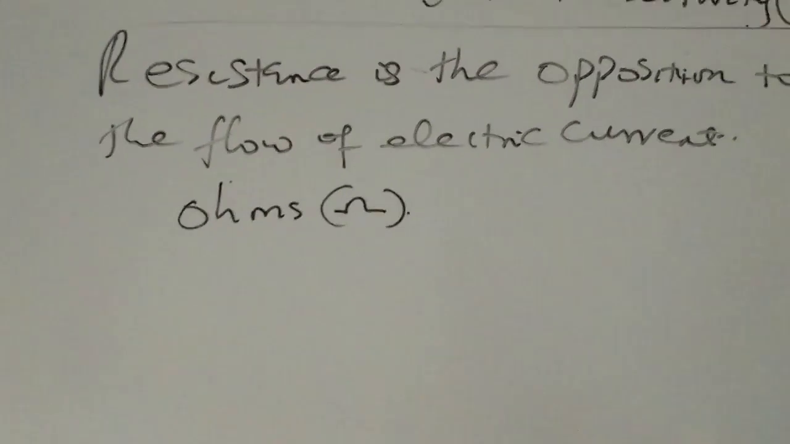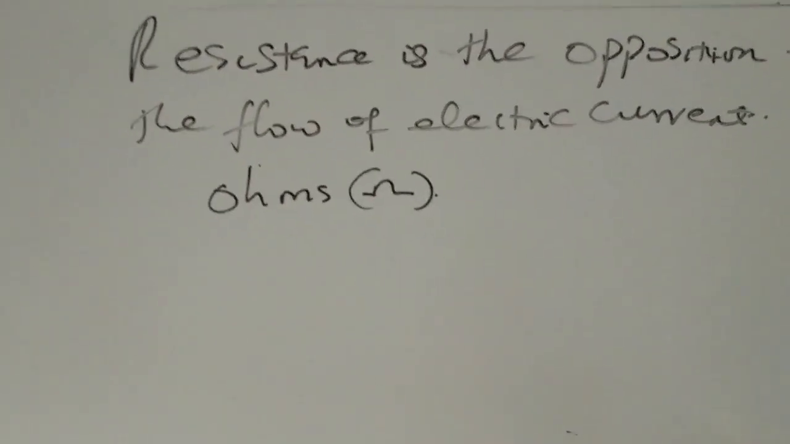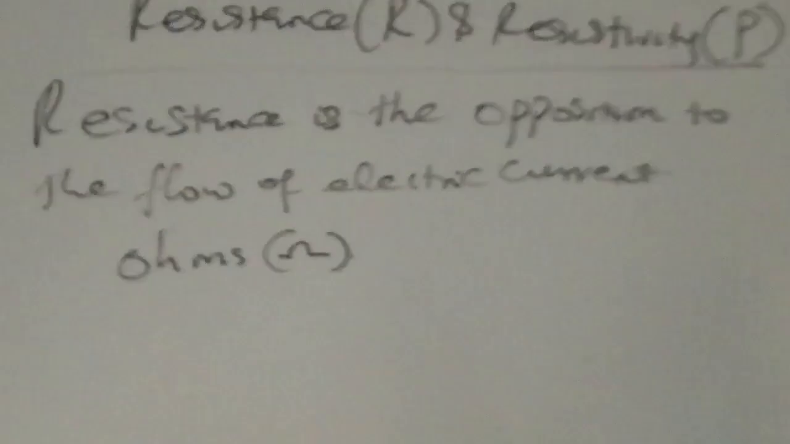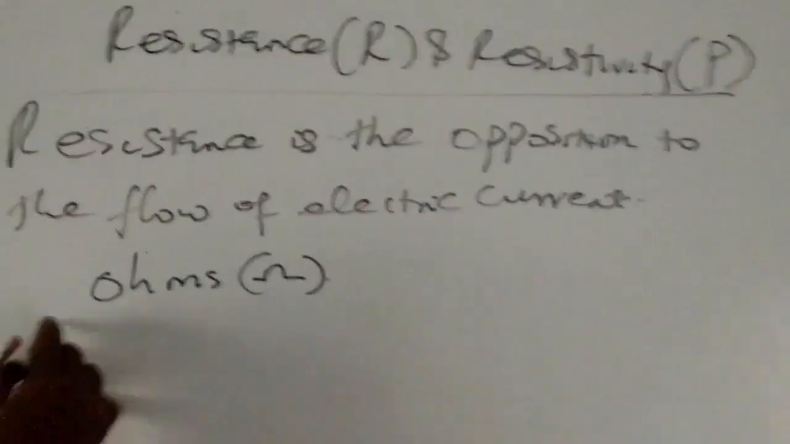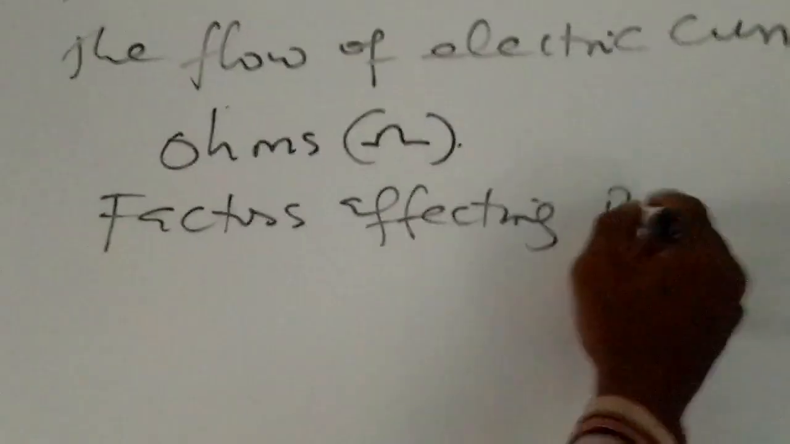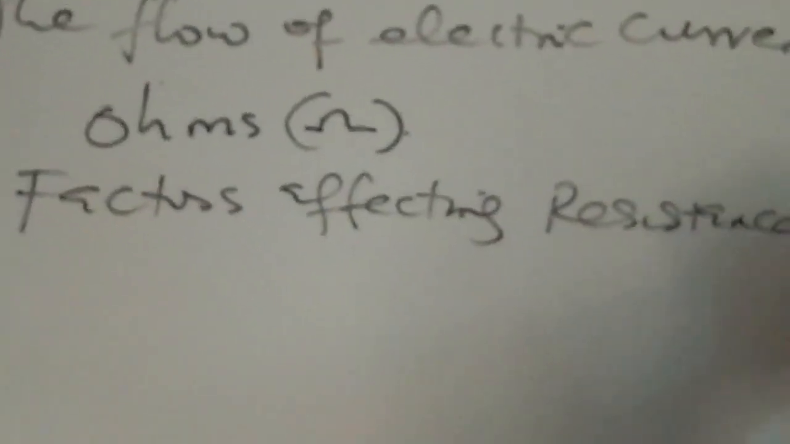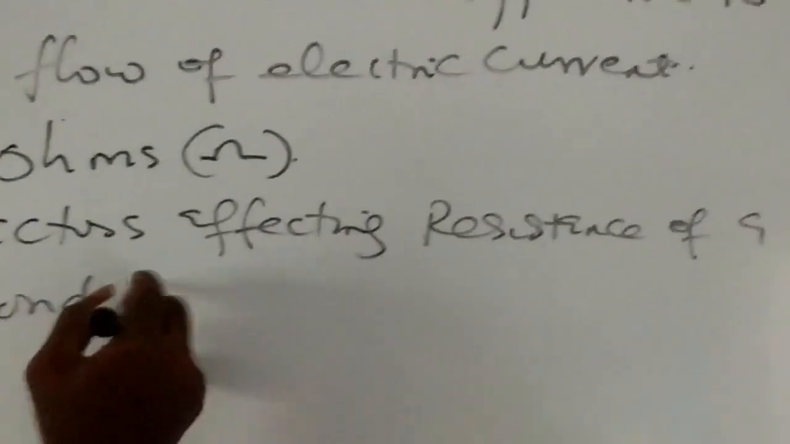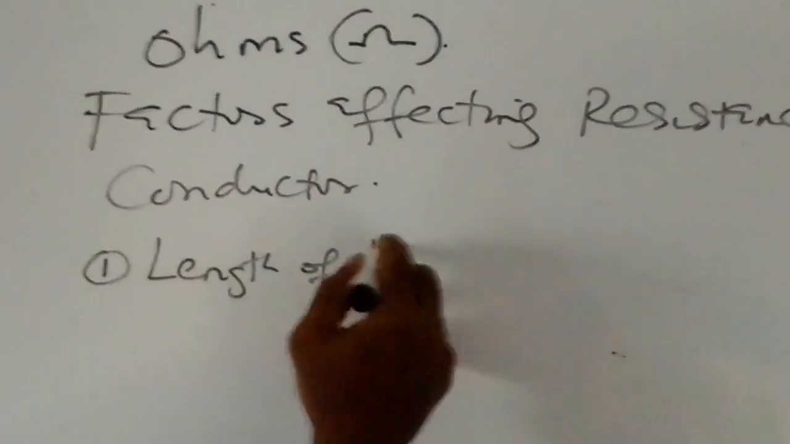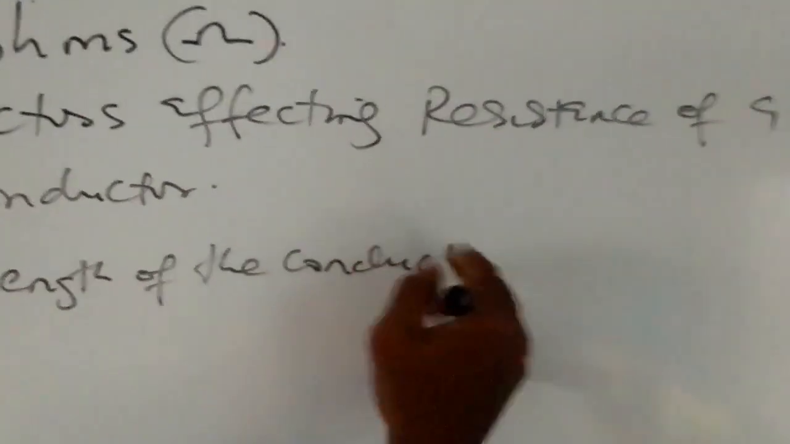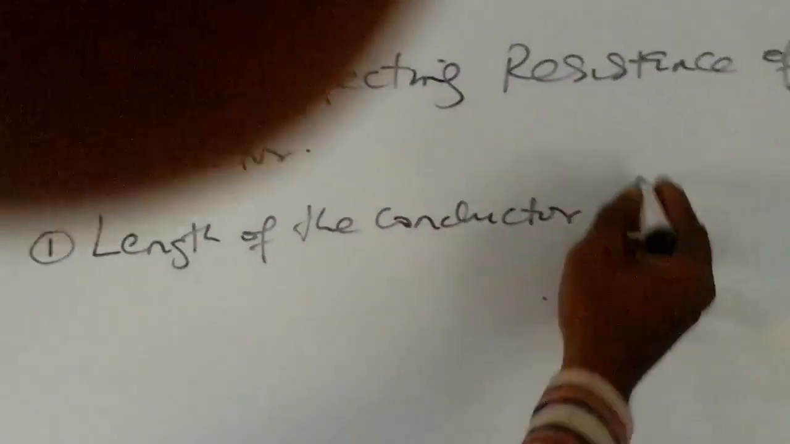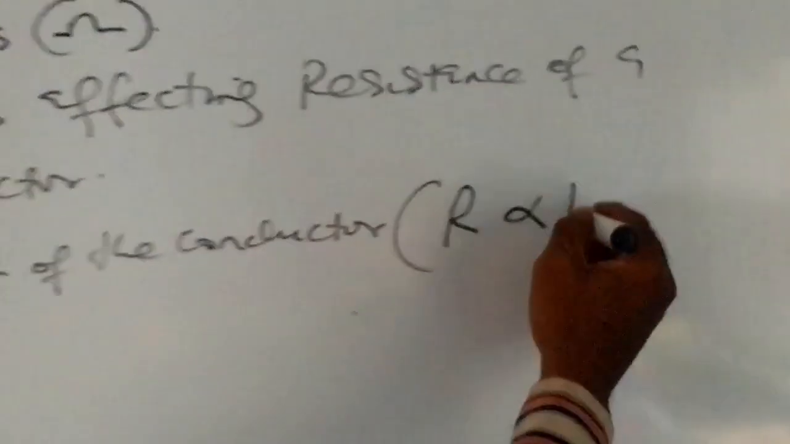Okay, having defined resistance, what are the factors governing the resistance of a piece of wire, of a conductor? So factors affecting resistance of a conductor include: 1, length of the conductor, which could be a piece of wire. So the resistance of a conductor varies directly as its length.